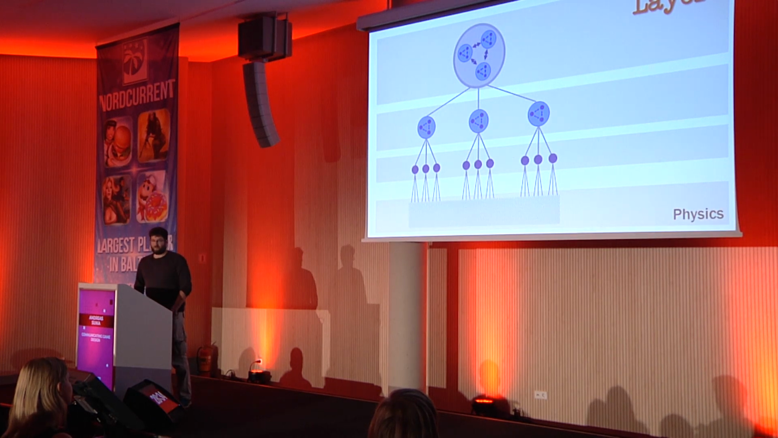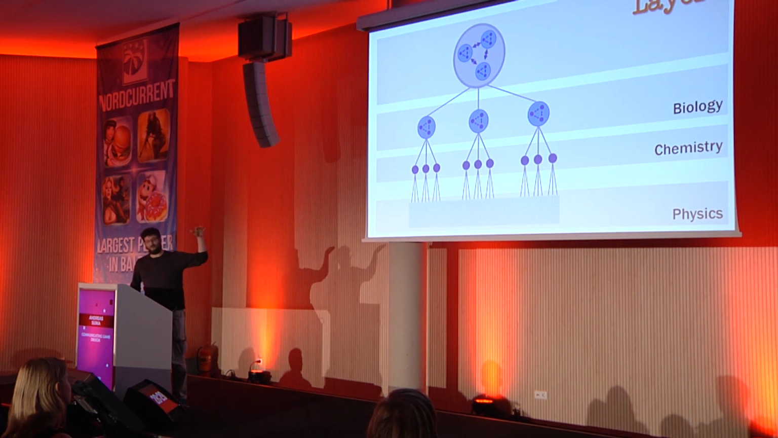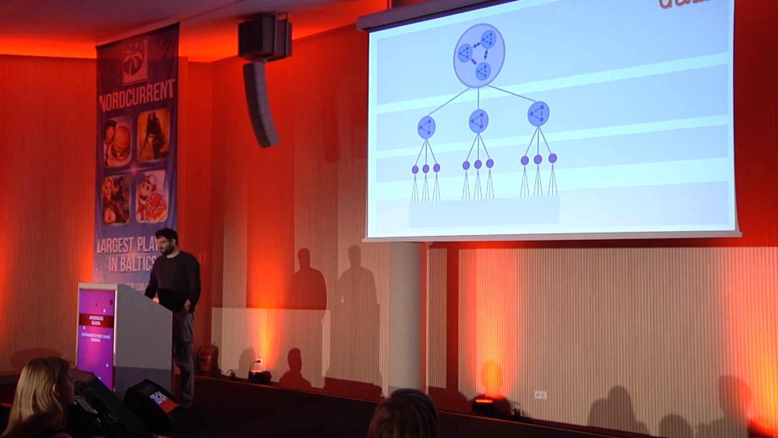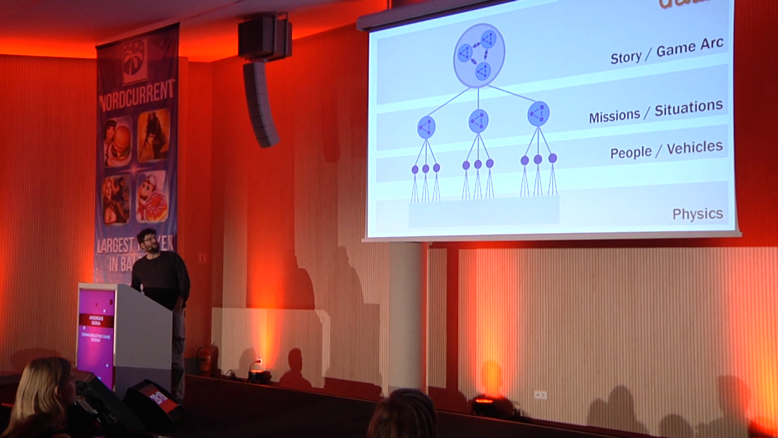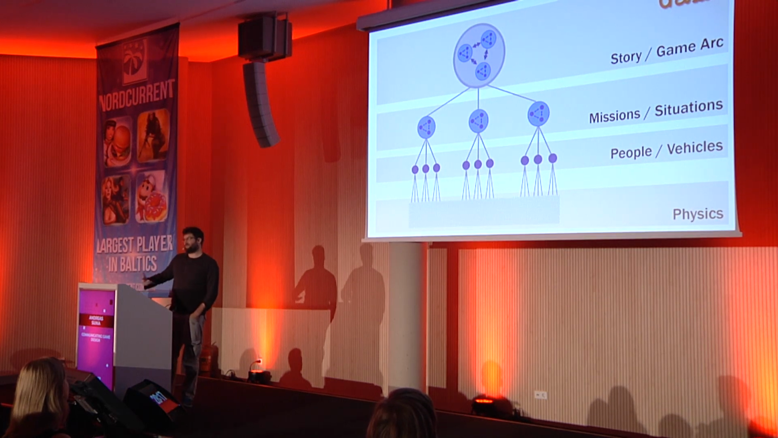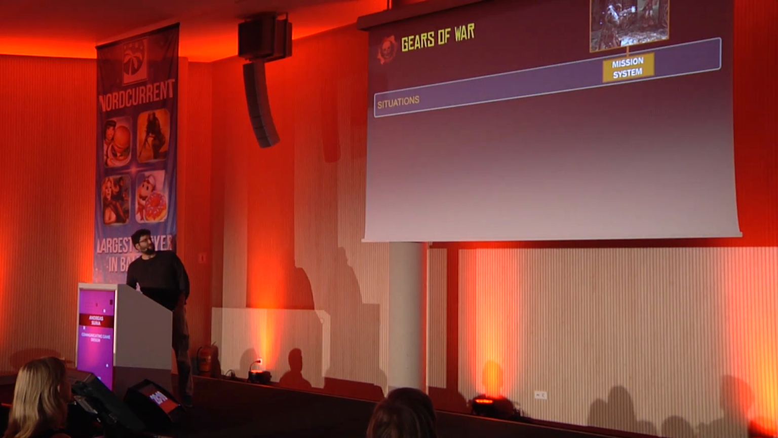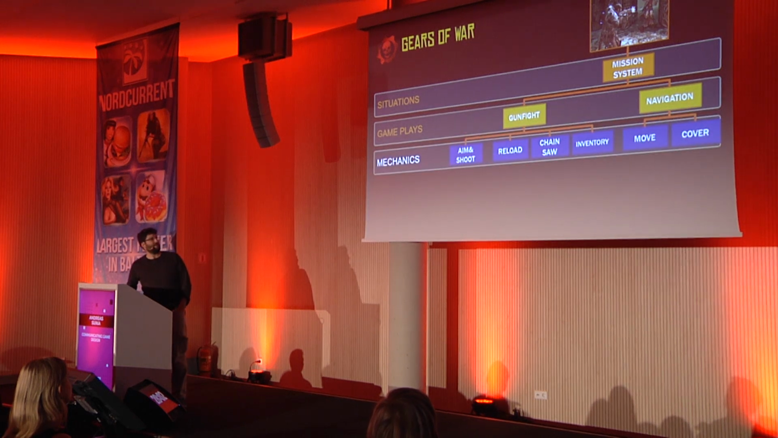So first, when we take it from the real world, we start with, okay, here's physics, really basic physics, and we have chemistry, we have biology, and we have the mind. So you can transfer that to the game and say, okay, we have physics, we have people and vehicles, we have missions and situations, and we have story, and we have game arc. If you begin to think like that, then it's much easier to find out on which granularity level you're currently talking about. So Gears of War, for example, has a mission system, and then there are different gameplays, which are a combination of different mechanics like aim and shoot, reload, chainsaw, inventory management, etc.